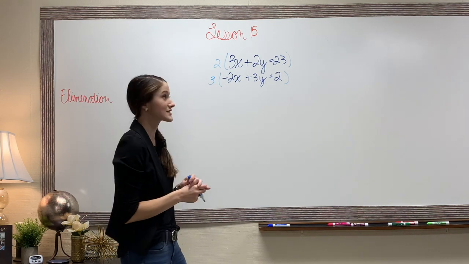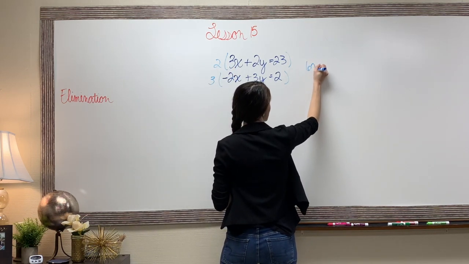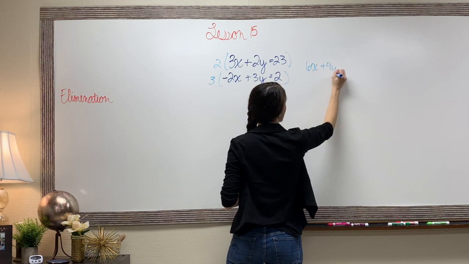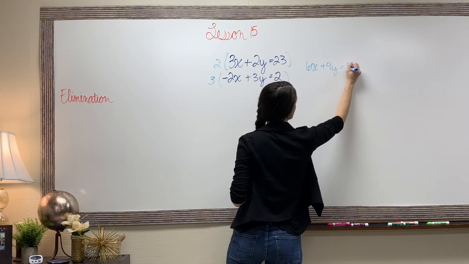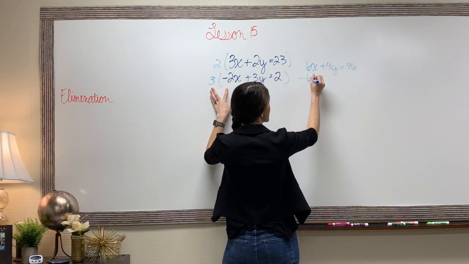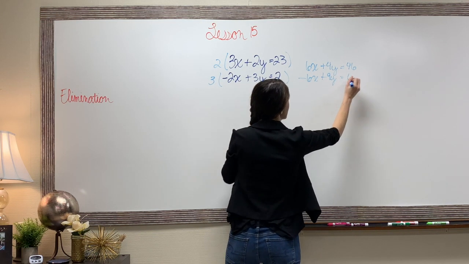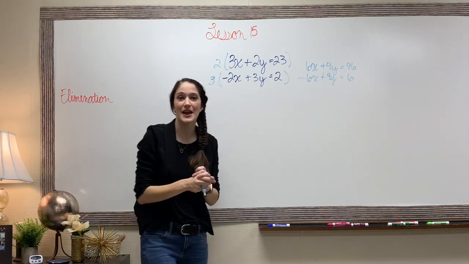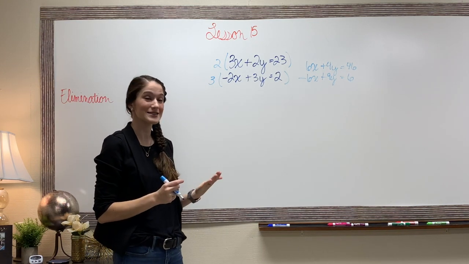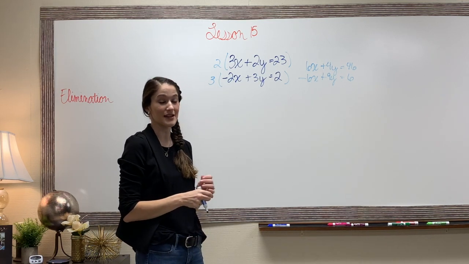Let's go ahead and see what that's going to look like. So we have 2 times 3x, so that would be 6x, and then 2 times 2y, so plus 4y, and then equals 46. So there's my first equation. My second equation is going to be negative 6x plus 9y equals 6. And now I have my x's right where I want them, so that when I add them together, I have 6 minus 6, which is perfect because then they'll cancel out. So let's add those two equations together.